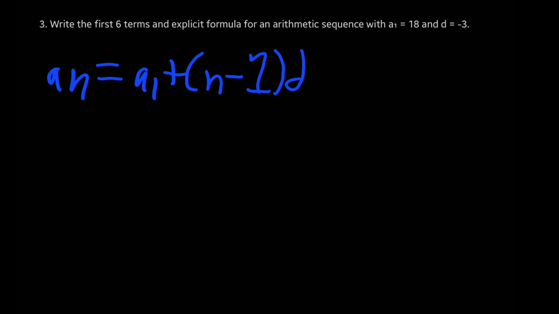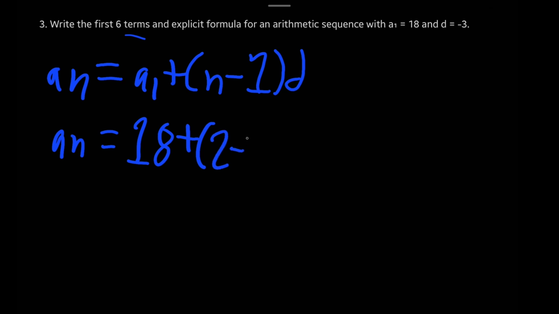Our a sub 1 would be 18, and it asks us for the first 6 terms. So let's start with the second term, third term, fourth term, up until the 6th term. So 18 plus second term minus 1 d, and our d would be negative 3, the common difference. So 2 minus 1 would be 1. 1 times negative 3 would be negative 3, plus 18 would be 15.